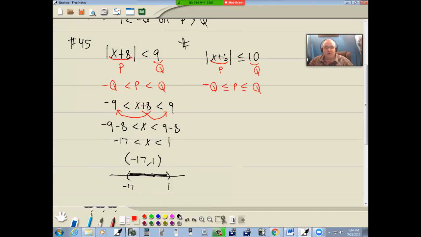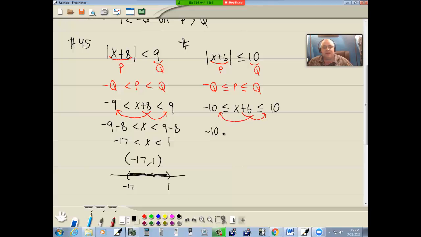Now everywhere I have a Q, I'll plug in 10. And everywhere I have a P, I'll plug in x plus 6. So I got negative 10 is less than or equal to x plus 6 is less than or equal to a positive 10. Now our goal is to get the x by itself in the middle. So I'll take the 6 and move it over to the other two sides.